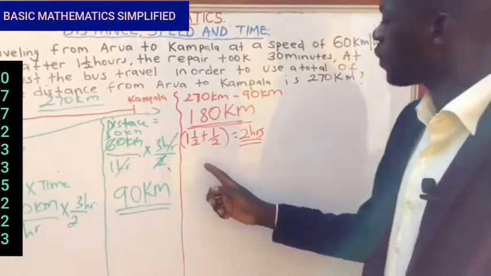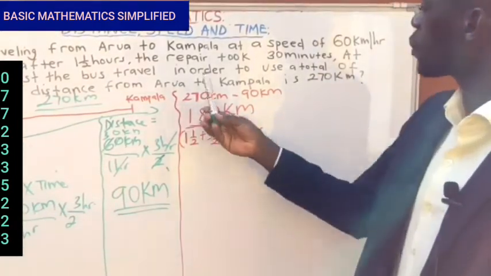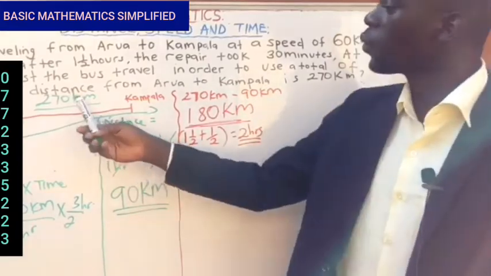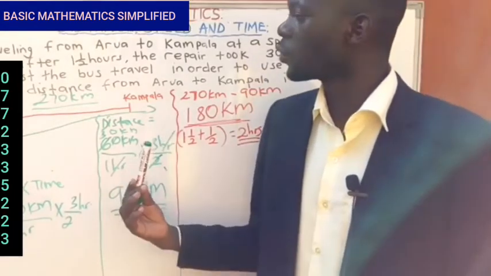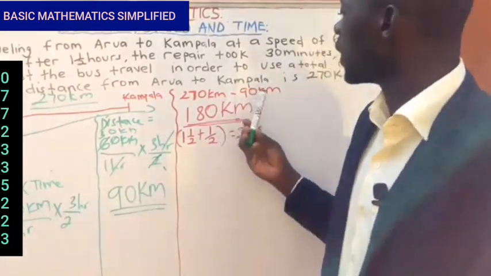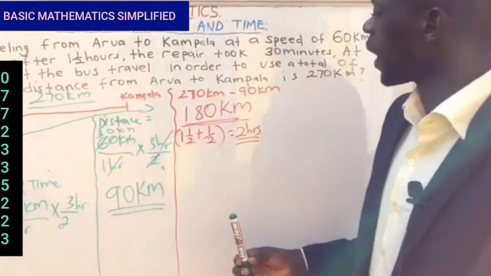I remember the distance from Arua to Kampala, an estimated distance, is 270 kilometers. Now 270 kilometers is the total, but he has so far traveled 90. So we subtract the 90 that he has already moved, which gives 180 kilometers. Now the time he has so far moved is 2 hours.